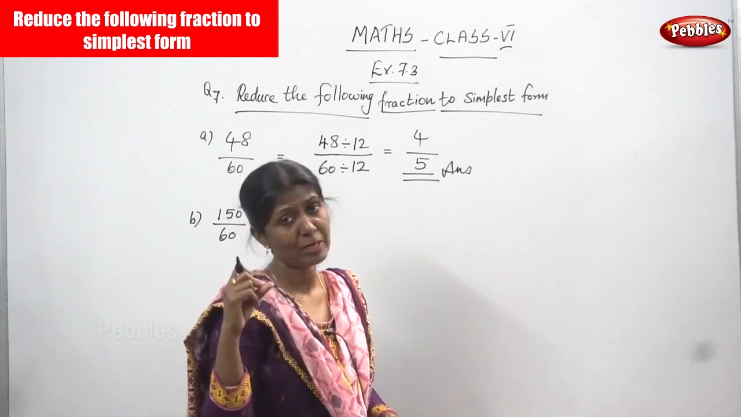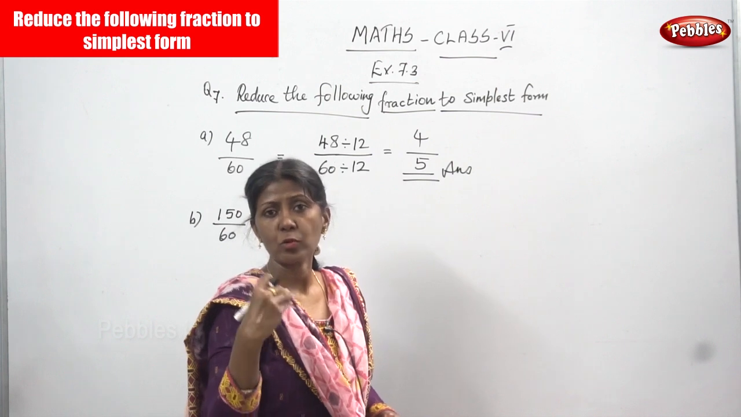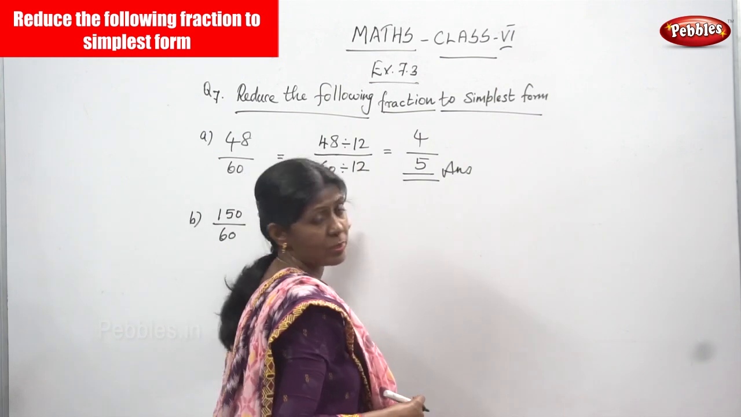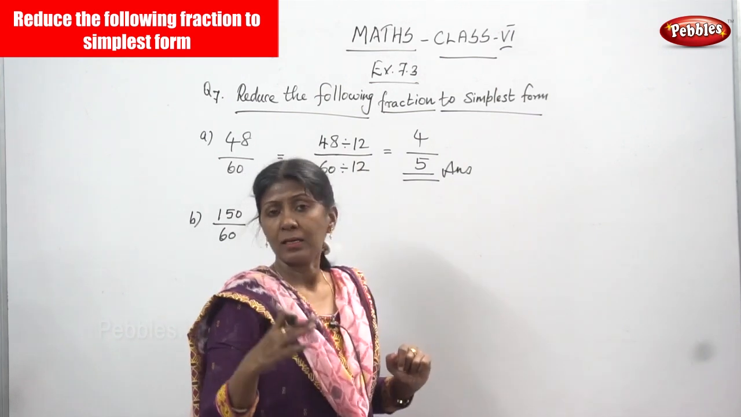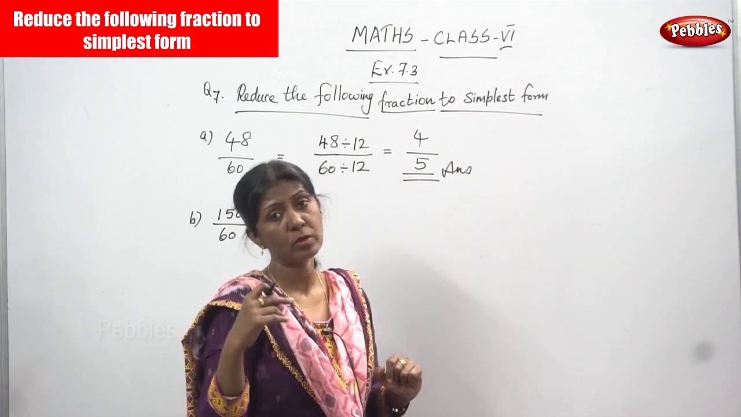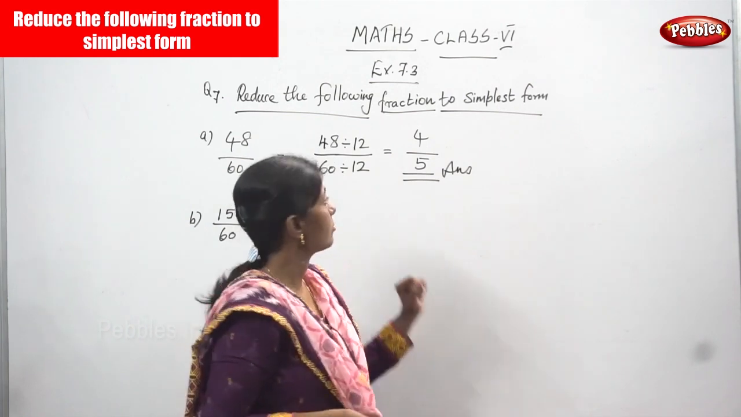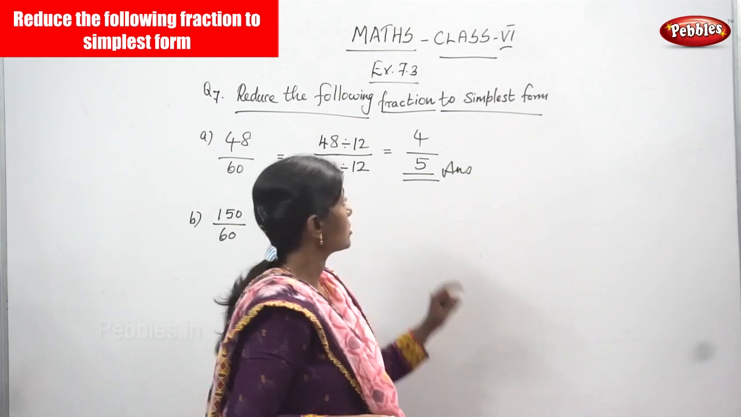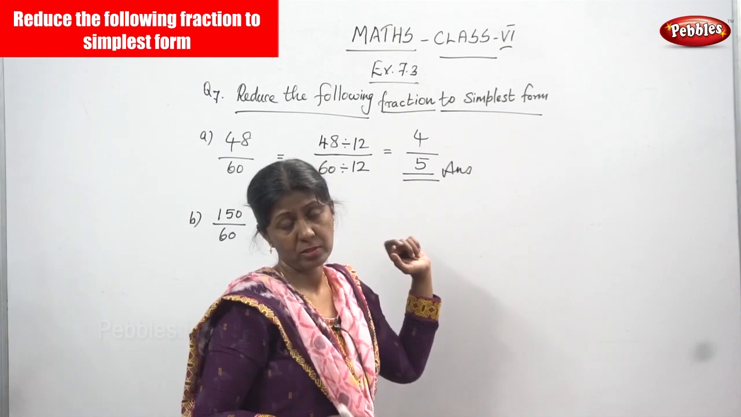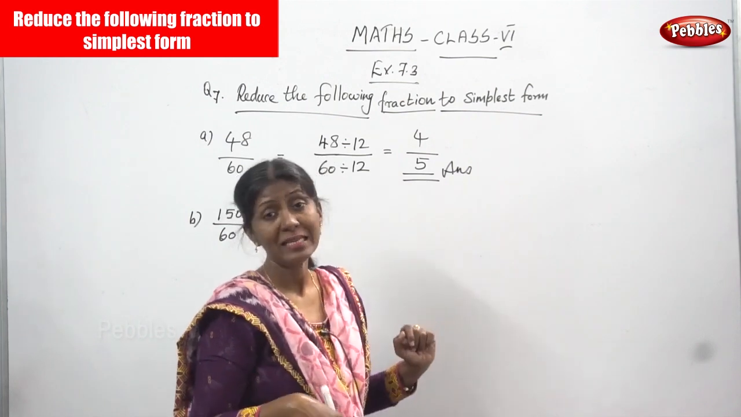That number is very important because that number is going to divide the numerator as well as the denominator. It is a very specific number, and we also call it a common factor for these two numbers, because that number only is going to divide both the numerator as well as the denominator.